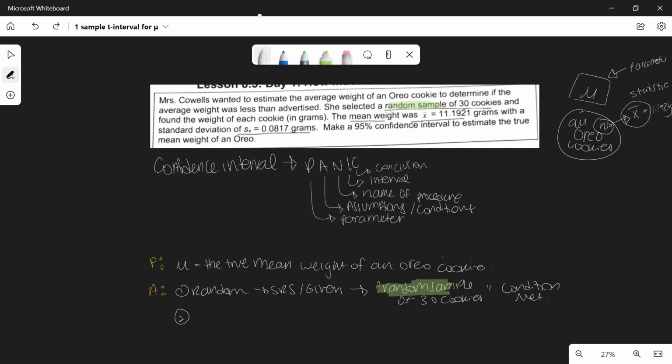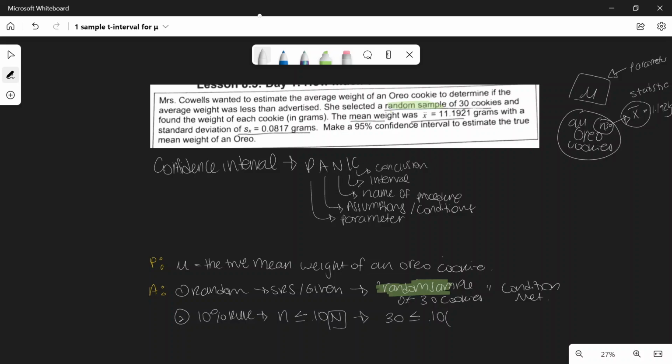Okay, so number 2 is the 10% rule. The 10% rule is that the sample size is, I believe, less than or equal to 10% of the population size. In this case, the sample size is 30. So 30 is less than or equal to 10%, and we don't know what the population size is.